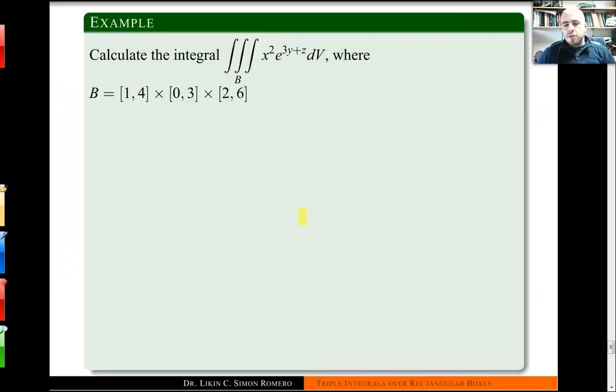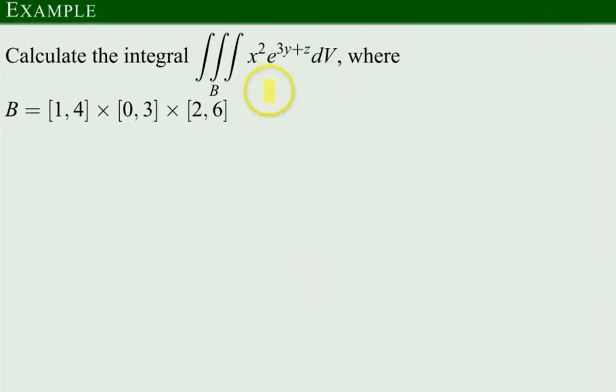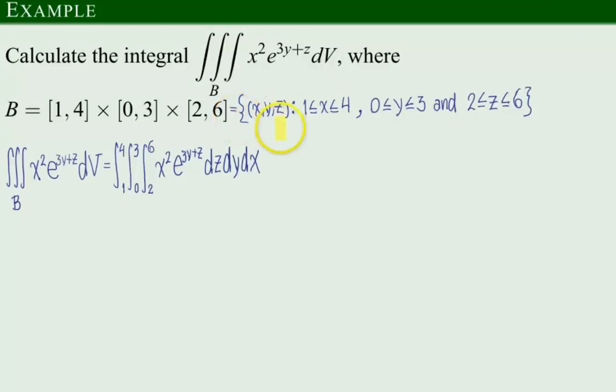Let me give you an example. Suppose that we have this integral over this box. The first thing we write is the box in set notation: x goes from 1 to 4, y goes from 0 to 3, and z goes from 2 to 6. Then we just choose a particular order of integration. Here I'm going to integrate first with respect to z, then with respect to y, and then with respect to x. As with integrals over rectangles, the order does not matter.